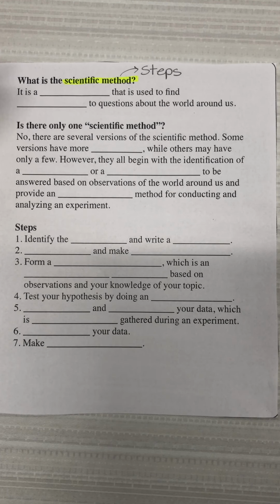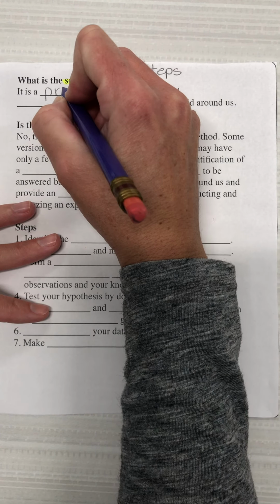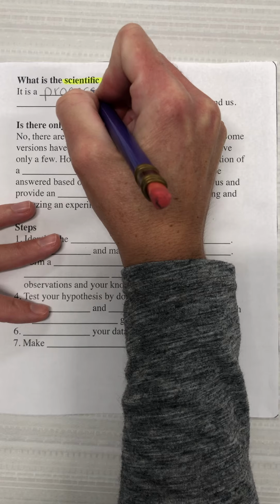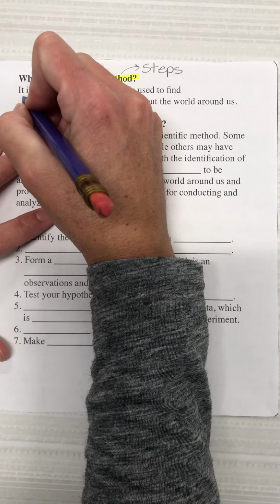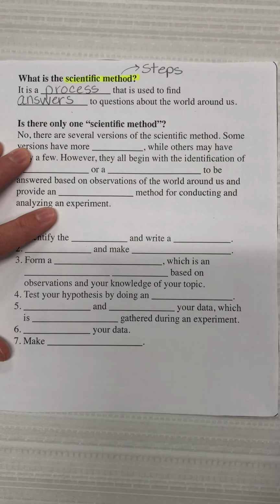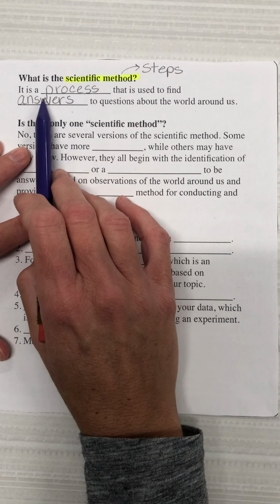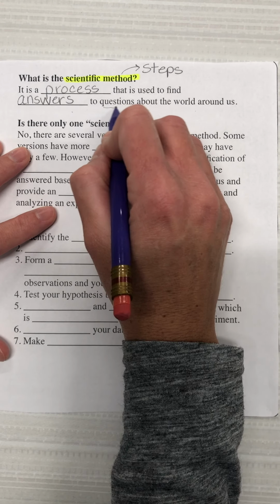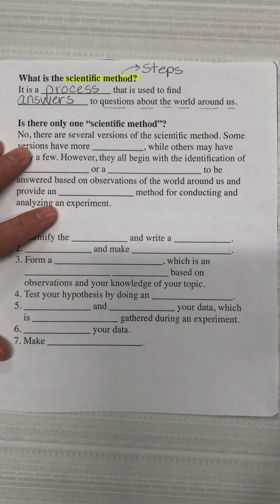And what is the scientific method? Well, it is a process that is used to find answers, so we're thinking like a scientist, to questions about the world around us. Okay, so when the scientist wants to find answers to a possible question about the world around you, you're acting like a scientist.